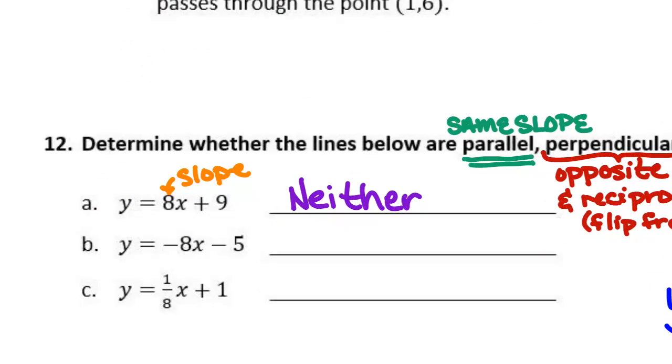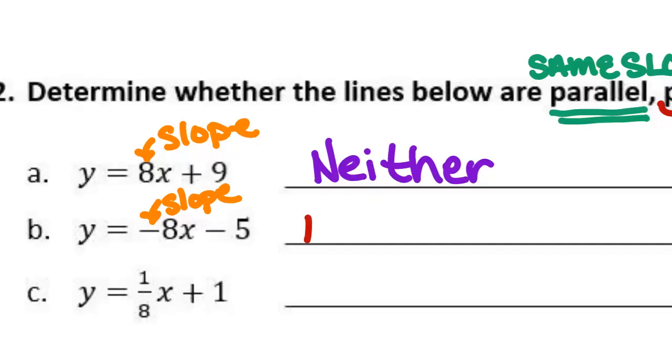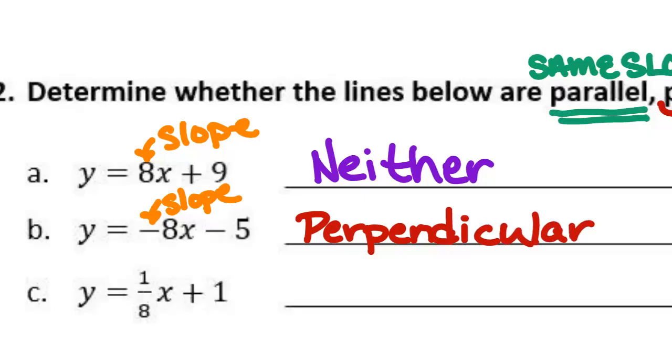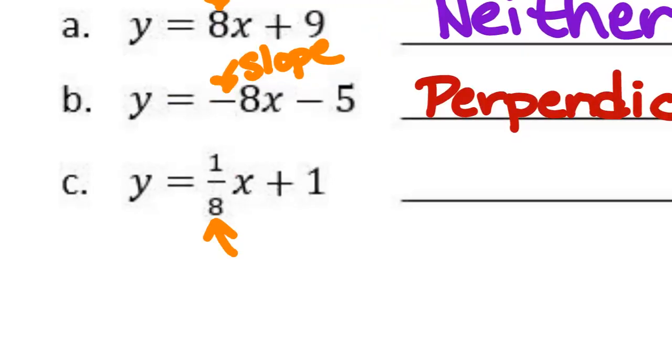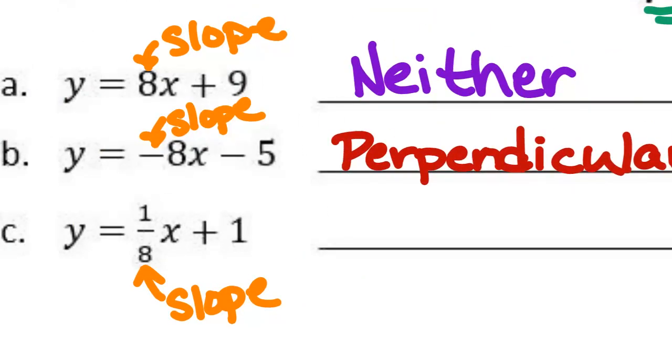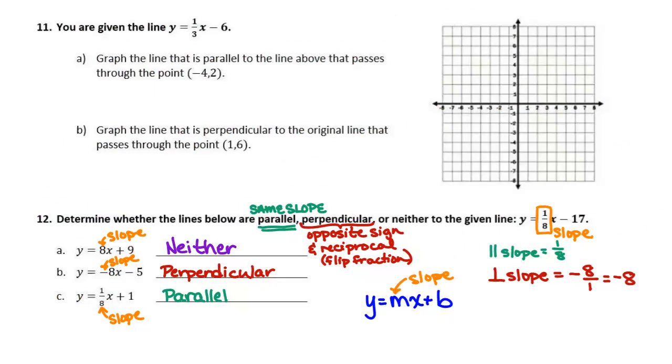What about B? What is the slope there? -8 is the slope. So parallel, perpendicular, or neither? Perpendicular. And what is the slope on part C? 1/8. Parallel, perpendicular, or neither? Parallel. Fantastic. Yes.